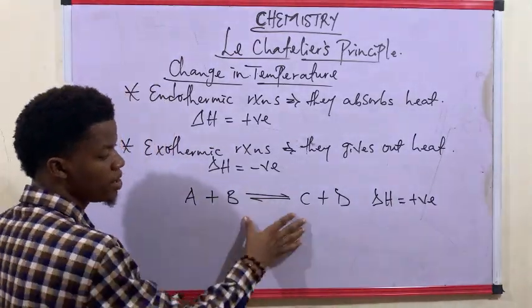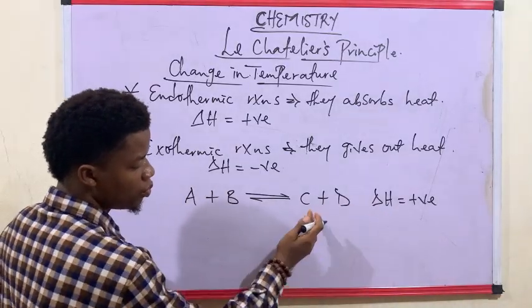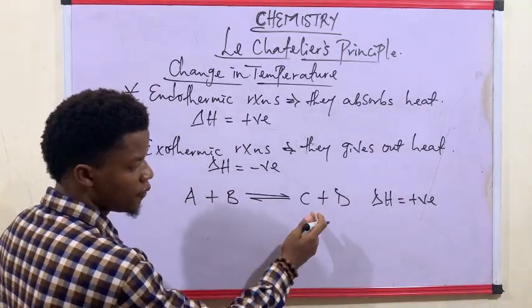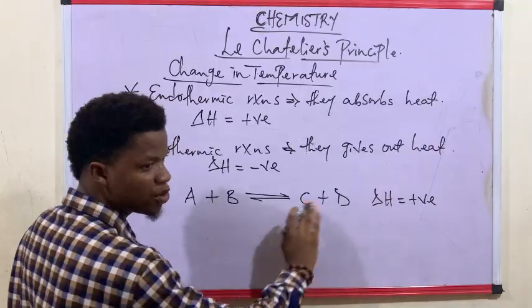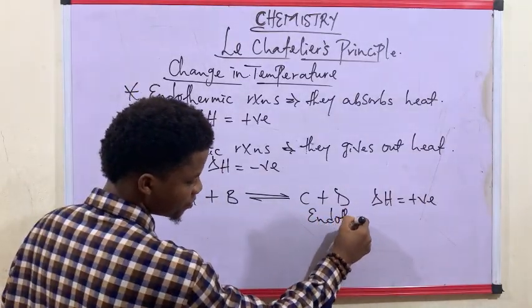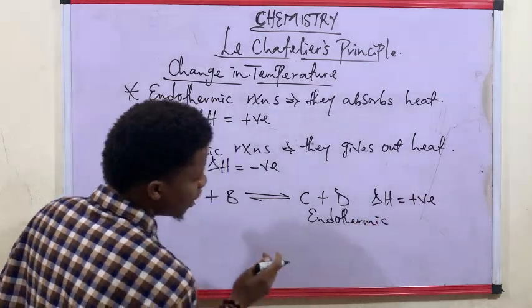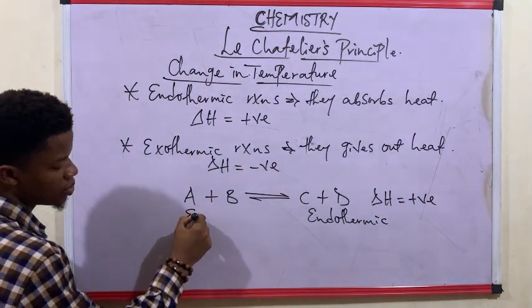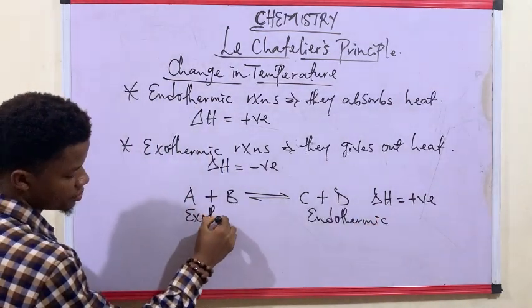What this is actually telling you for this reaction is that the forward reaction, which is your right hand side, your product side, is endothermic, and the backward reaction is what? Exothermic.